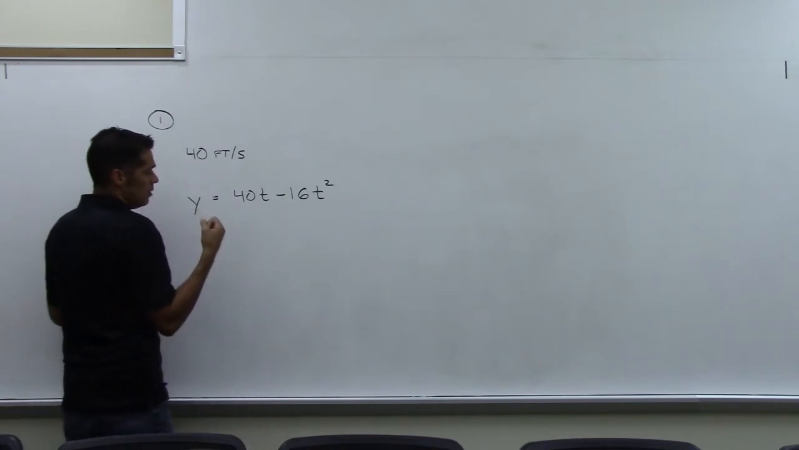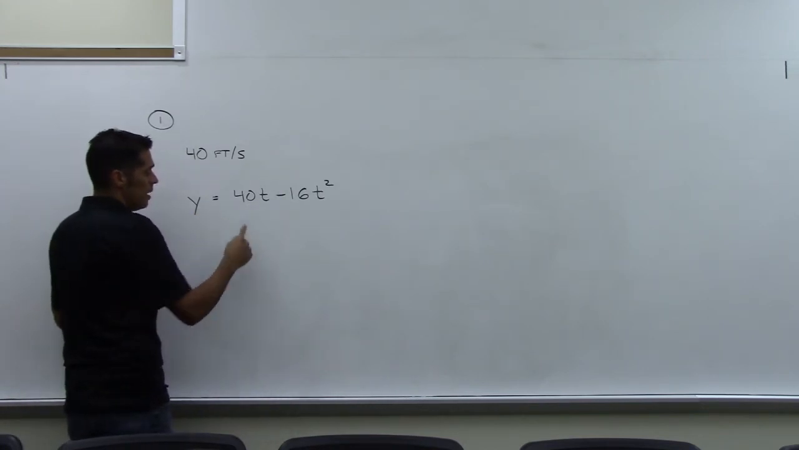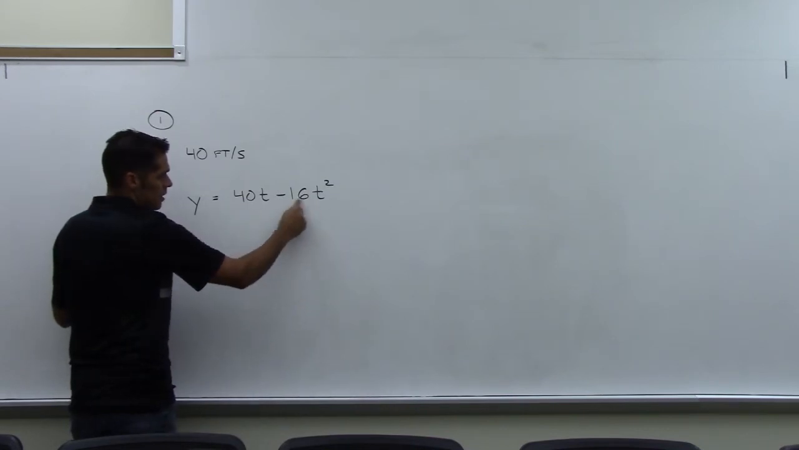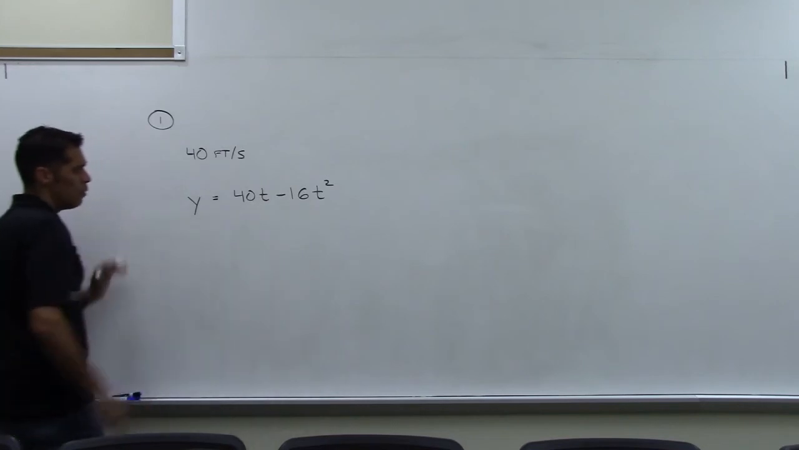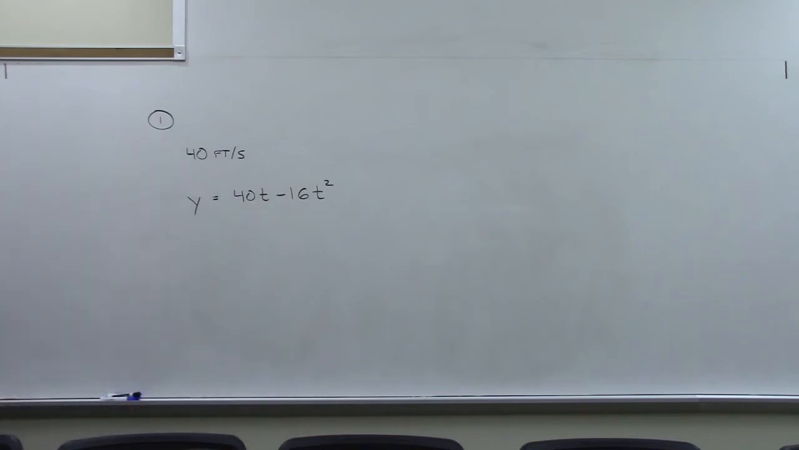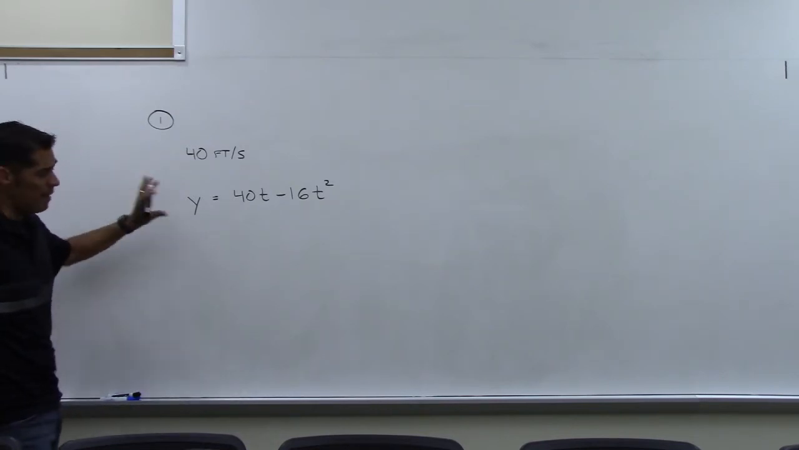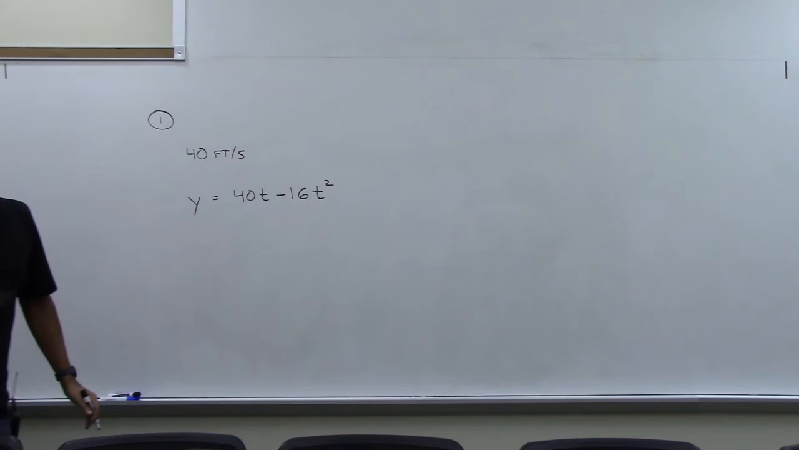If you look at it 1 second later, at t equals 1, this is going to be 40, and then this will be minus 16. So 40 minus 16, that's going to be what, 24? So it'll be 24 feet off the ground 1 second later. And so we have a model for what's going on.